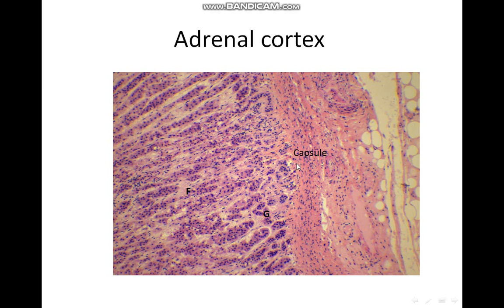At higher magnification, we can identify the capsule, which is a dense connective tissue layer, and the zona glomerulosa, which represents the first zone immediately beneath the capsule, in which the cells are polyhedral in shape and found in the form of arched cords, while the zona fasciculata is made by cords of cells that run perpendicular to the surface of the gland and are about 2 cells in thickness. All the cells are separated by sinusoidal capillaries.